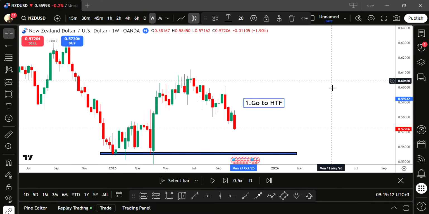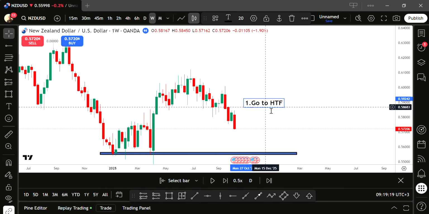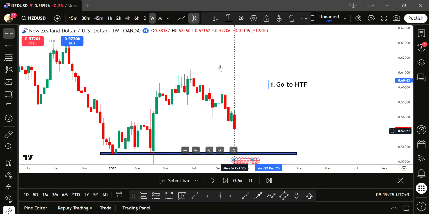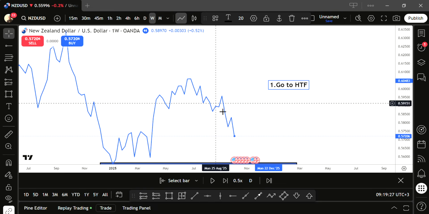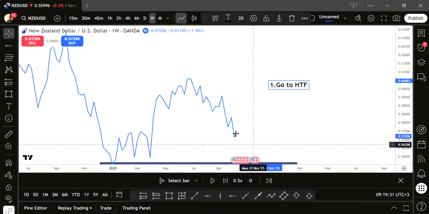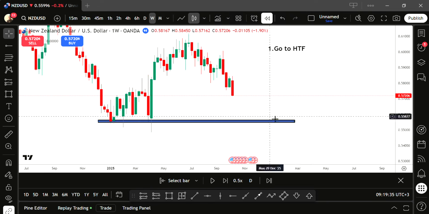What are you looking for in your highest time frame? You want to first look at the candlesticks. What are the candlesticks doing? What is the immediate trend of the market? When you look at this time frame, we have a lower low, a lower high, a lower low, a lower high, a lower low. You can just go to the line chart, then it's going to be easy. Lower low, lower high, lower low, lower high, lower low. So price is making lower lows and lower highs. It is in a downtrend. When it is in a downtrend, where is it potentially going?